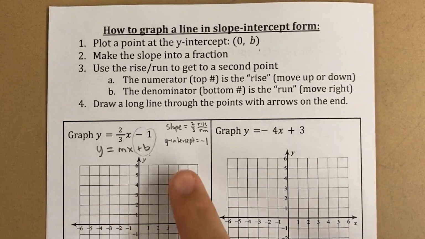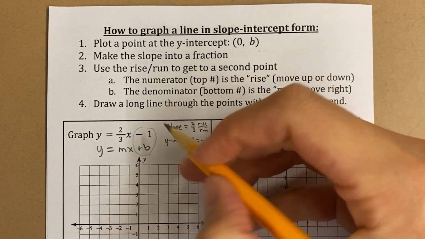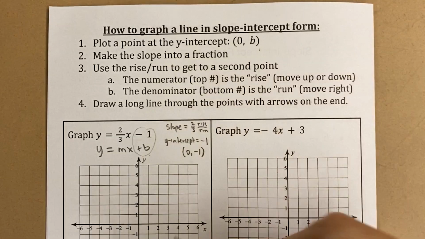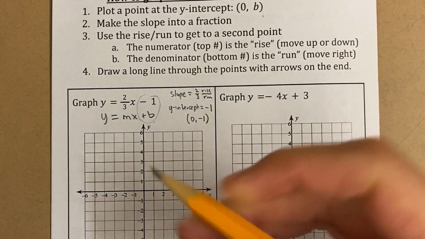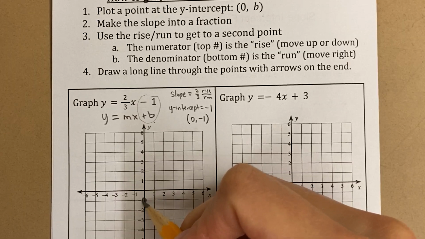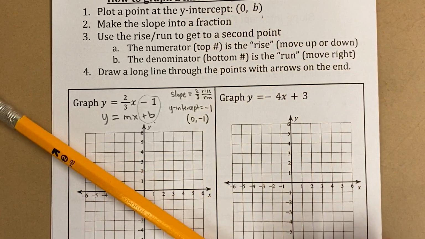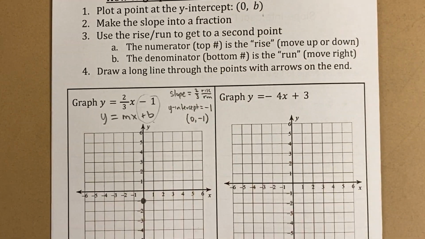Okay, now when I go to graph it, it says plot a point at the y-intercept 0, b. So I'm going to plot a point at 0, -1, right? This is telling me where this line is going to hit the y-axis, right here. So my line is going to go through that point, right? Maybe it's going to be like this, maybe like this. I don't know yet, but I know it's going to go through that point.